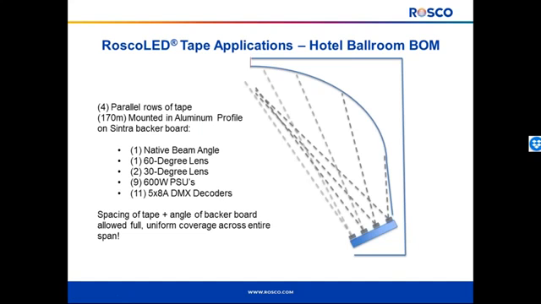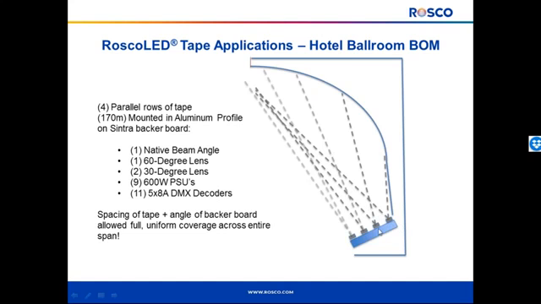So here's the real meat and potatoes behind the installation. We actually did a little bit of playing around to get the exact angles and whatnot, but basically we took a rigid backer board. It's only about 6 inches wide. There's 4 parallel rows of RoscoLED vari-color tape mounted into our aluminum profile. And what's really nice about this is we were able to use a combination of the profiles and beam angles to achieve that very uniform illumination from the cove across the entire span of that archway.